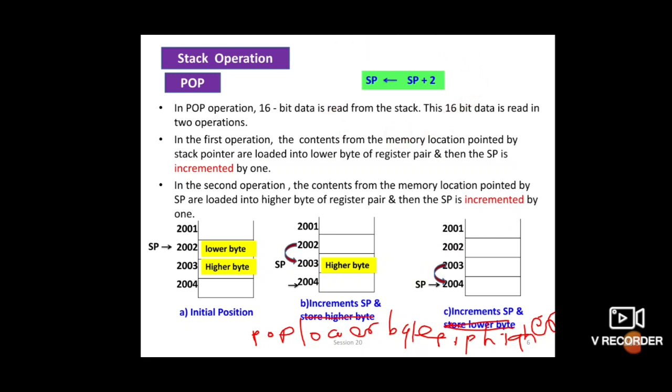Understood? These are the two operations of the stack, push and pop. Push means write into the stack, pop means read from the stack. In the stack 16-bit data can be stored, but diagrammatically it is divided into two 8-bit parts. First the higher byte is stored, then the lower byte.